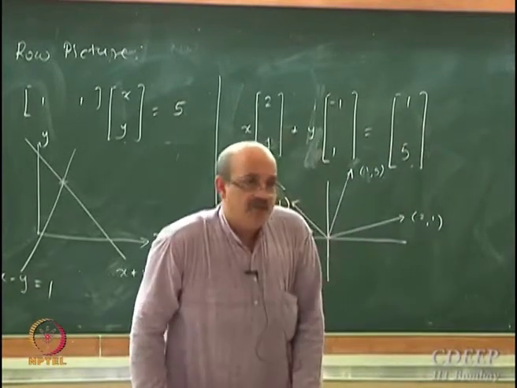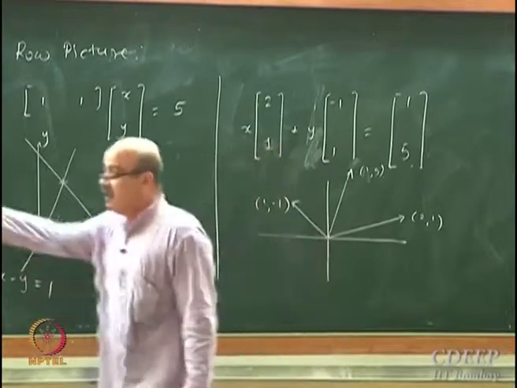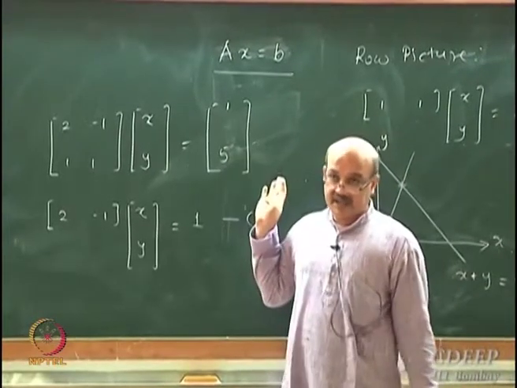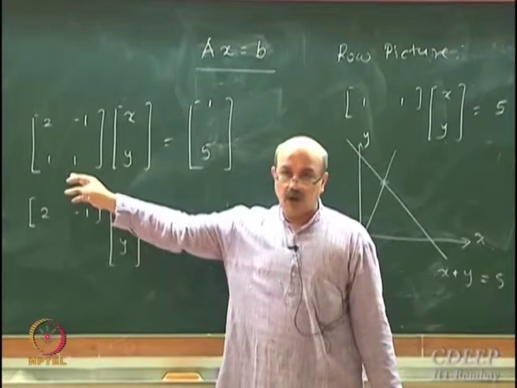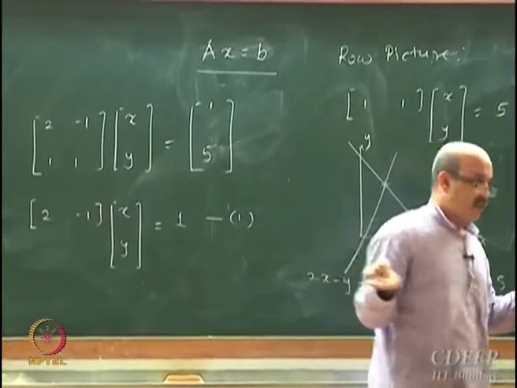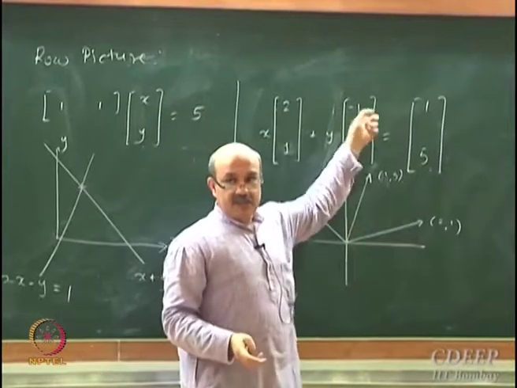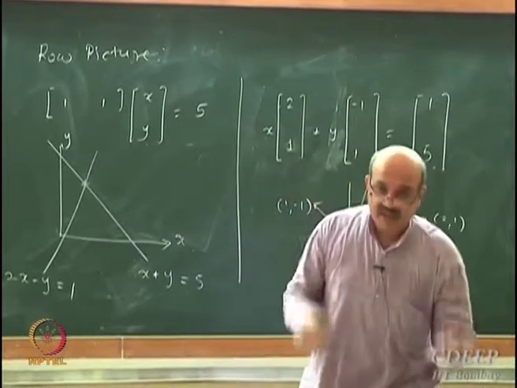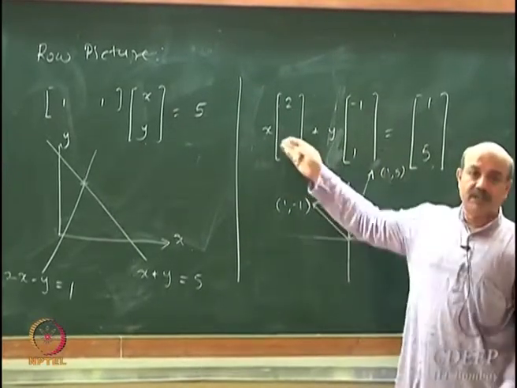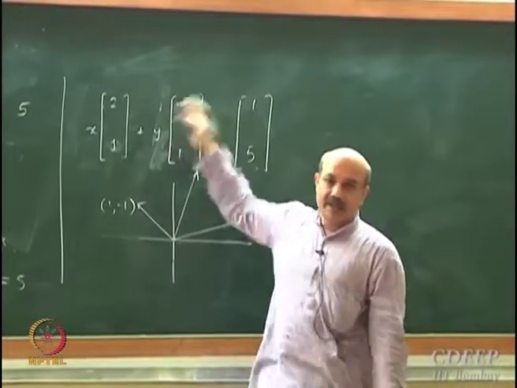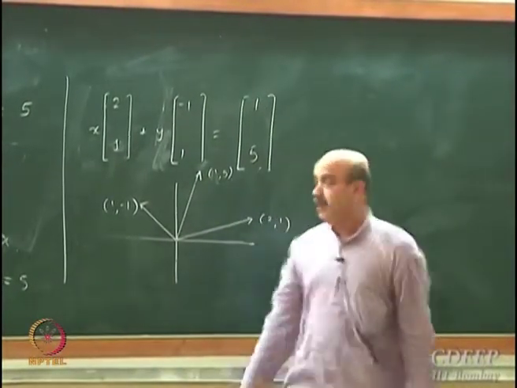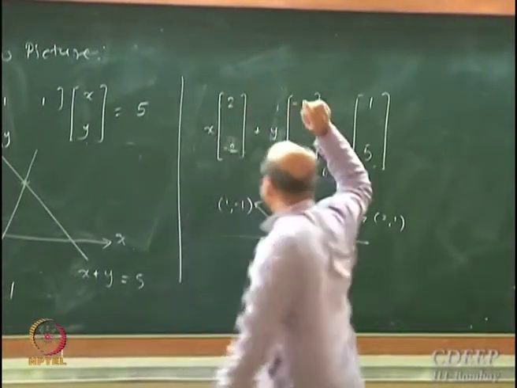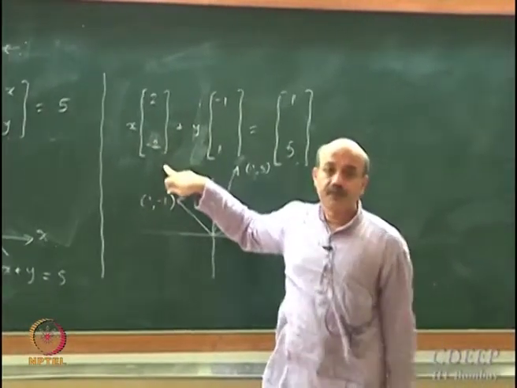And when will you be able to get a solution for any right hand side? If you want to specify any right hand side, then the linear combinations of the columns should span the entire space. That means these two should be linearly independent. If these are linearly independent, all possible linear combinations of these two vectors will span R2, and then any vector can be reached. Well, there will be a problem if, suppose I change this equation to [2 -2], what is the trouble?